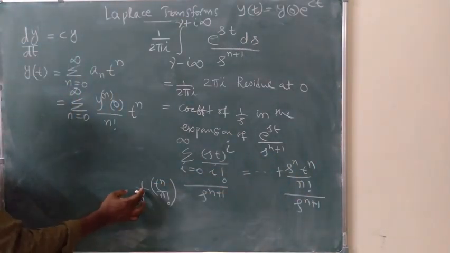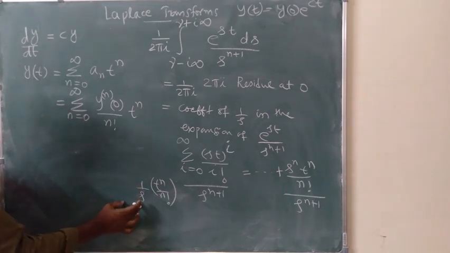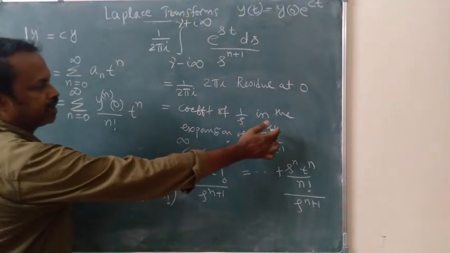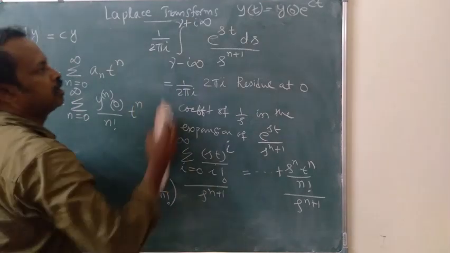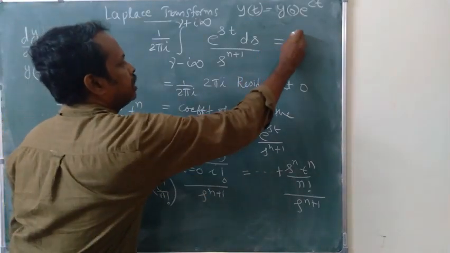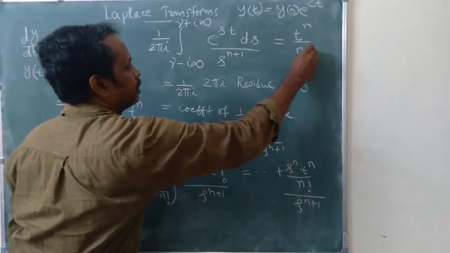So therefore, the coefficient of 1/s in the expansion of e^(st)/s^(n+1) is nothing but t^n/n factorial. And hence, we can conclude that this integral is t^n divided by n factorial.